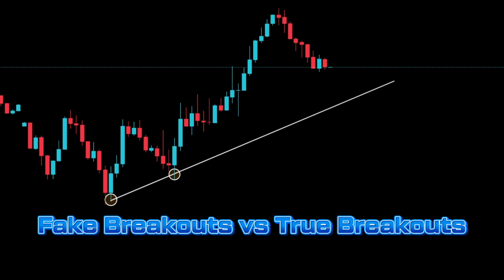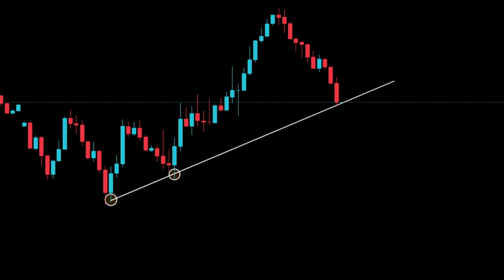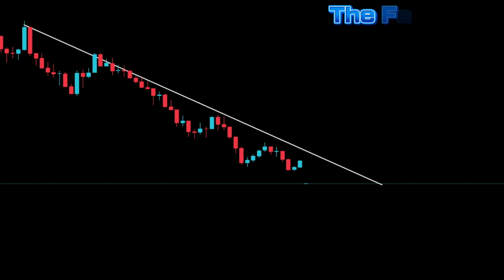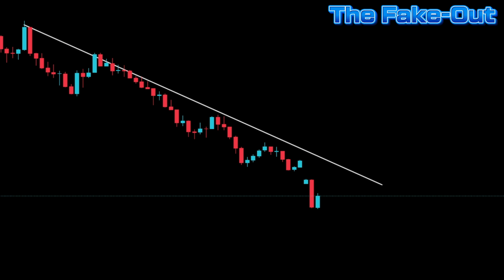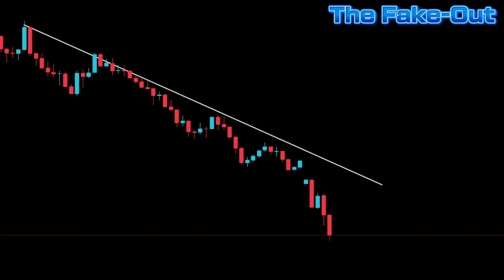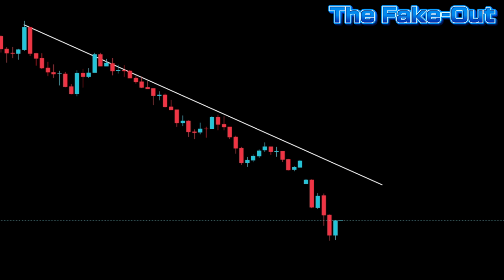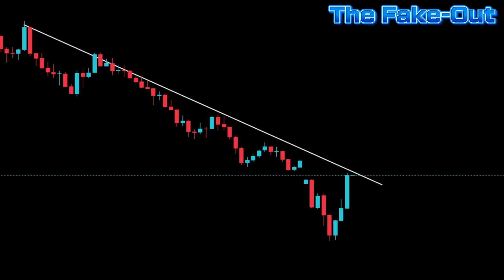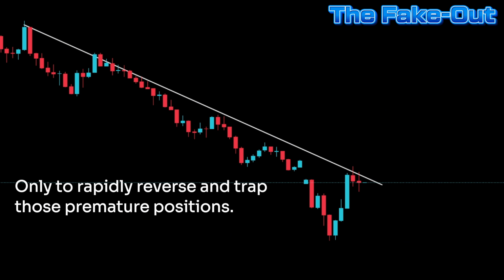Fake breakouts versus true breakouts. Whenever price breaches a trend line, it typically signals one of 2 market behaviors. The fakeout. Price temporarily deviates past the trend line, leading breakout traders to believe a structural shift is occurring, only to rapidly reverse and trap those premature positions.